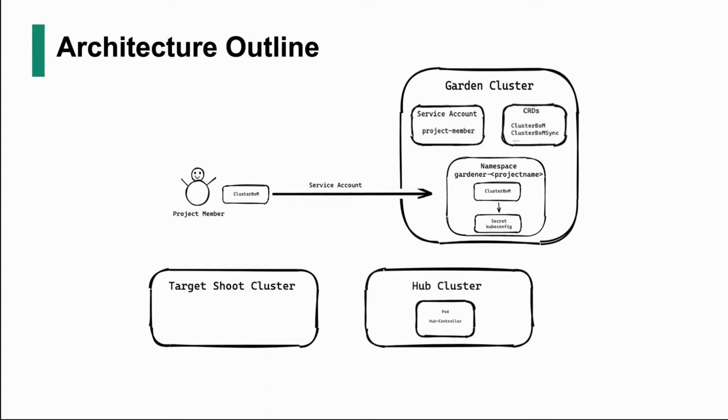Then, of course, this will not happen without something that runs with regards to the hub itself. Internally, we call this the hub cluster. There is a controller that runs in this cluster, and this controller has access to this project namespace, so it can access the cluster bomb and therefore also the kubeconfig, and then applies this to the target cluster. That's, in a nutshell, without going into more detail, how this works together with the Gardener cluster.